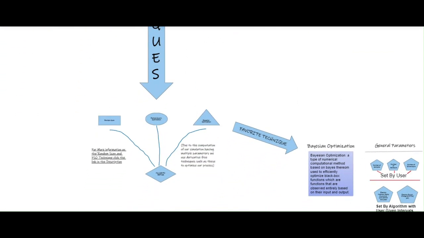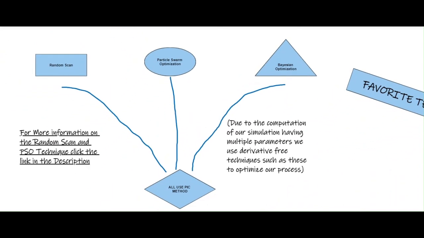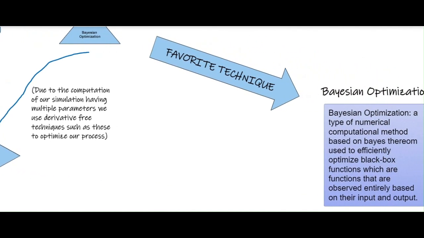Three techniques we used this summer were random scan, particle swarm optimization, and Bayesian optimization, which are all based on the particle and cell method. Due to the computation of our simulation using multiple parameters, derivative-free techniques such as these help optimize the process. My favorite technique this summer was Bayesian optimization.